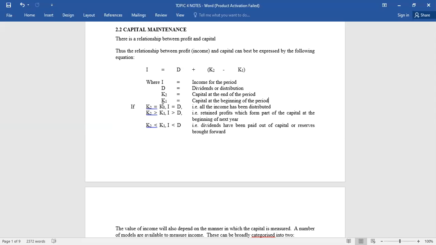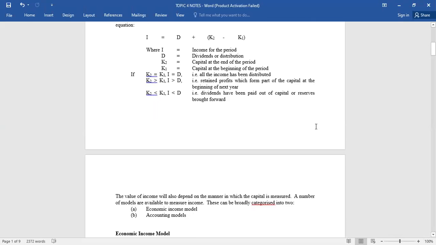If our K2, the capital at the end of the period, has increased, then we also expect that our income will be greater than the dividends that will be distributable. But on the converse, where our capital has reduced, let's say there are drawings, or some of the shareholders withdrew their equity, then we do expect that our distributable dividends will always be less than the income that you purport. And if anything, we'll be eating into the reserves to ensure that we distribute such dividends.